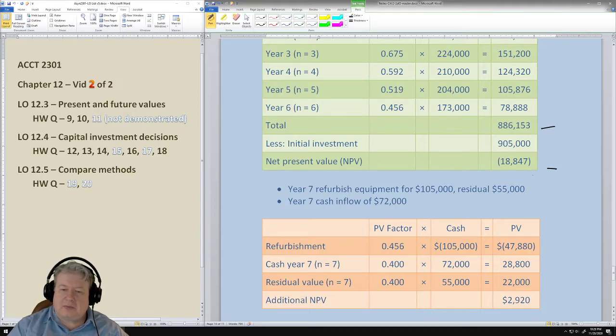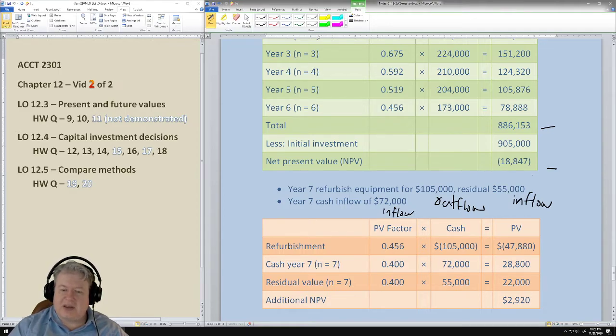So refurbishing the equipment, this is a cash outflow. Residual, well, that means money we're going to have as an inflow, and the income that we get from this is also an inflow. So notice we're going to have 1 outflow, a negative, and 2 inflows, and that's what we have here.